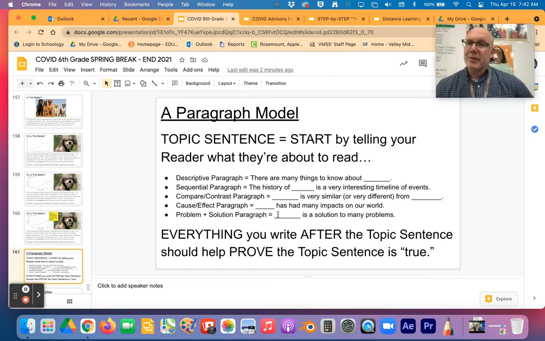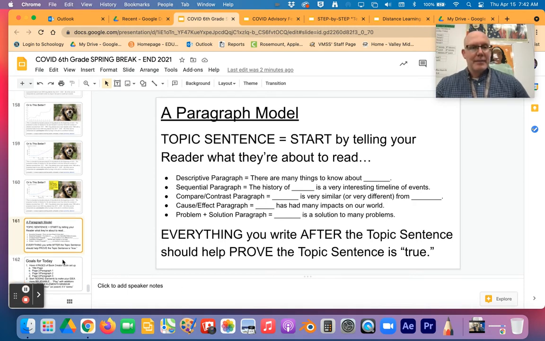See what these topic sentences do? They tell me what's coming. And everything you write after the topic sentence should help prove the topic sentence is true. If you tell me that blank is a solution to many problems, I better get two or three solutions.